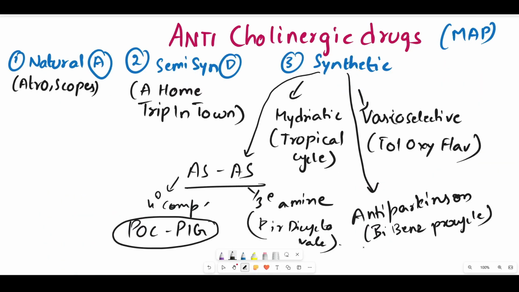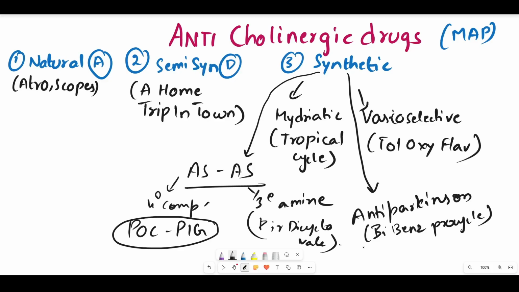To summarize the tricks again, the anticholinergic drugs are also called muscarinic antagonists, atropinic drugs, parasympatholytics. So it is called MAP. In this, the first one is natural alkaloids. To remember the drugs, just remember "atroscopus", where atropine and scopolamine will be there. Second class is the semi-synthetic derivatives. To remember the drugs under this, just remember "a home trip in the town", where it has the drugs atropine methonitrate, homatropine, hyoscine butyl bromide, ipratropium bromide, tiotropium bromide.